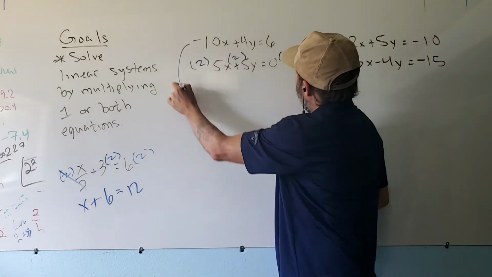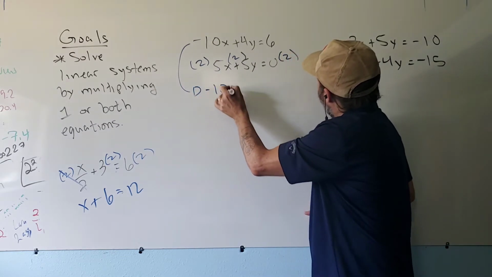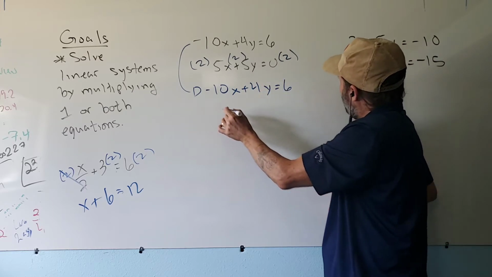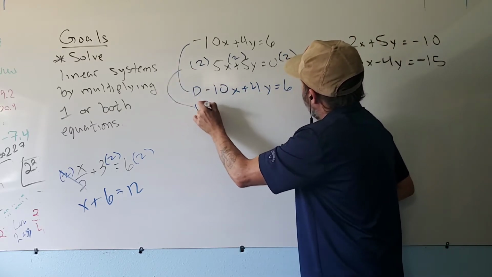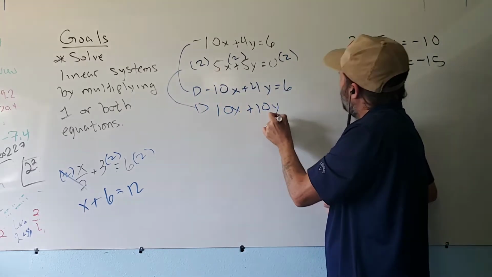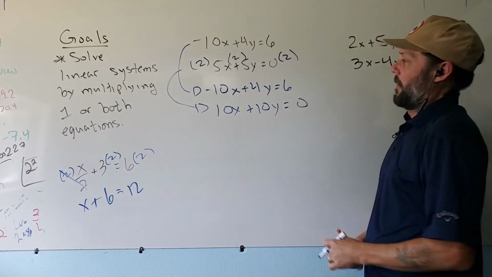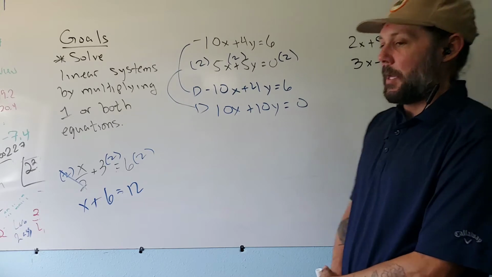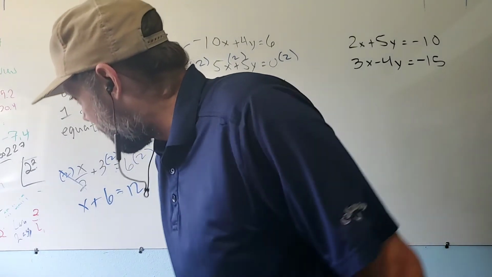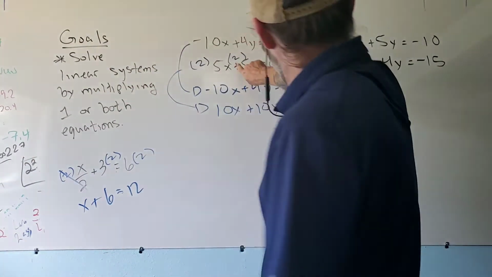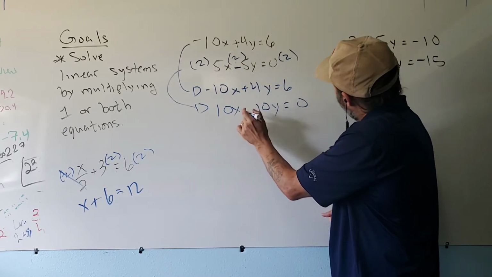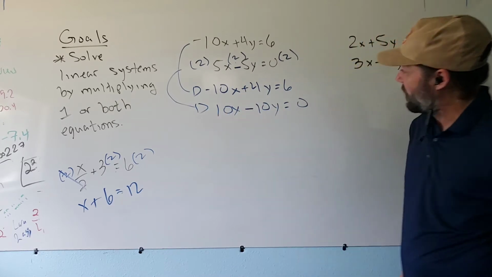So the original equation stays the same, minus 10x plus 4y is equal to 6, and now my second equation is going to become 10x plus 10y, and that's equal to 0. All right. Did I read that equation right? I did not. This is supposed to be a minus 5. Sorry. In the assignments that I'm giving you, we're not going to get fractional answers, and so that's why I knew that this wasn't going to be right.